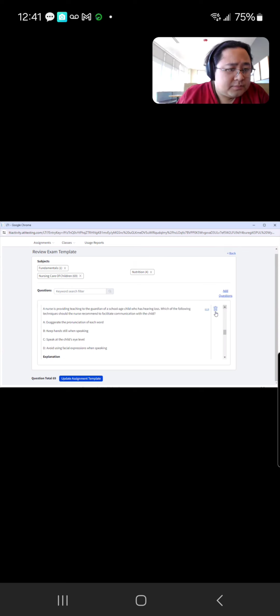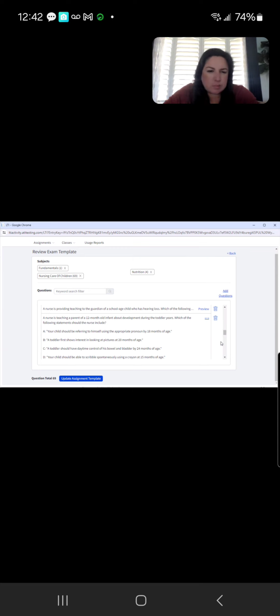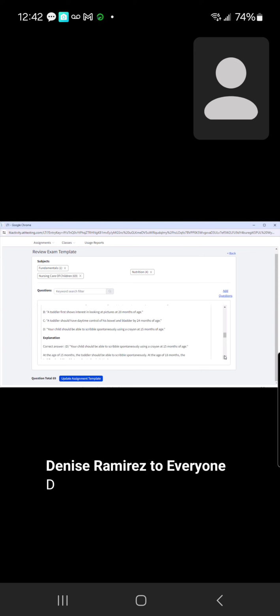Hearing loss. A child that has a hearing loss, which of the following techniques should the nurse recommend to facilitate communication? C. Yeah, C would be good. Yes, good. Let's see this one. A nurse is teaching a 12-month-old about development during the toddler years. Which of the following statements should the nurse include? D. Anybody else? Yeah, D, I'm going to agree with D. The answer is D. Yes.